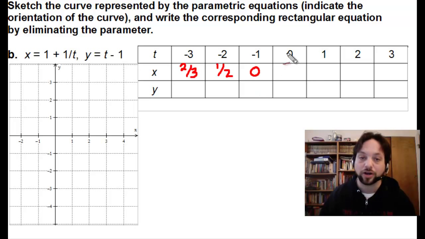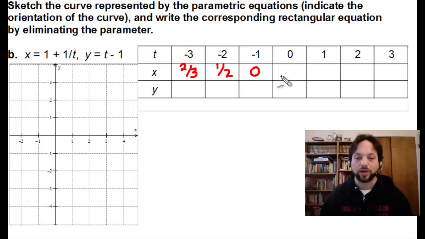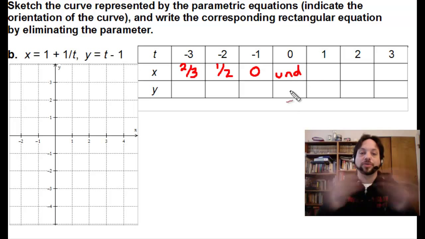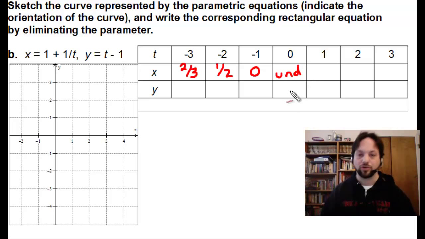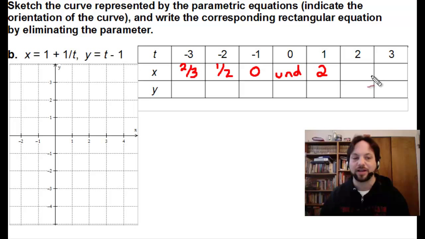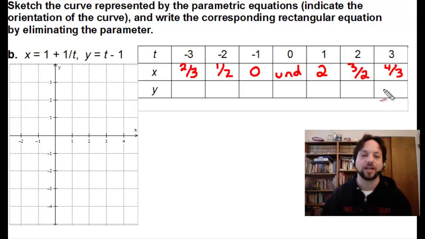Now, here comes our interesting situation. When t equals 0, what's going to happen to our x value? Well, it's going to be undefined. We cannot have a 0 in the denominator. So we simply say there is no value of x when time equals 0. But moving on, when time is 1, we have that. When time is 2, we'll jump up to 3/2. And when t is 3, we will have 4/3. So hopefully none of that is outside the bounds of reason.